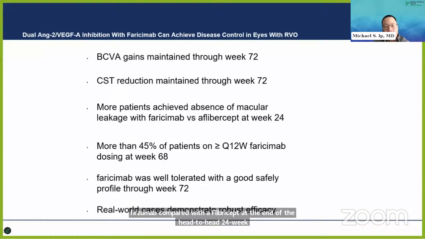More than 45% of the patients had at least Q12-week dosing with faricimab, so good durability was shown. And faricimab was also shown to have a good safety profile through week 72. And I think the real-world case really demonstrates a robust efficacy in a patient that was previously recalcitrant to anti-VEGF and dexamethasone treatment. So thank you.